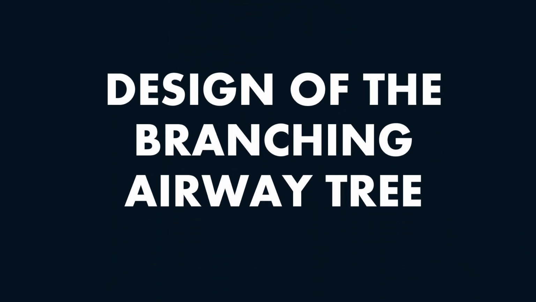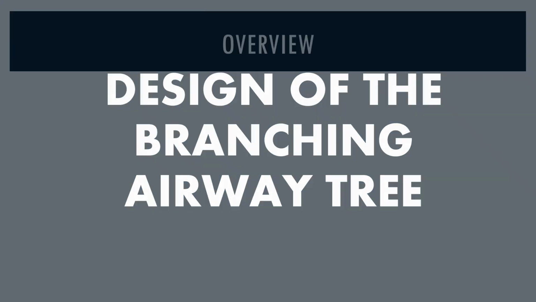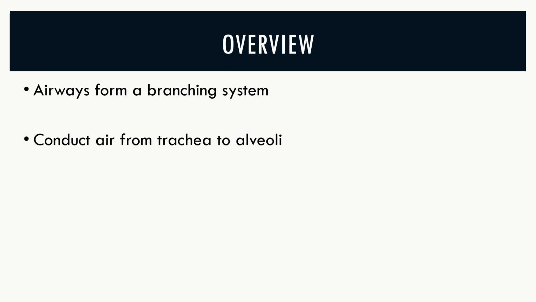In this video, we are discussing design of branching airway. The airways of lung form a branching tree-like system that conducts air from trachea to alveoli. This branching airway tree represents the basic structural framework of lung.